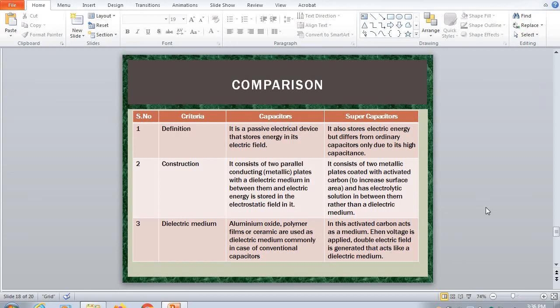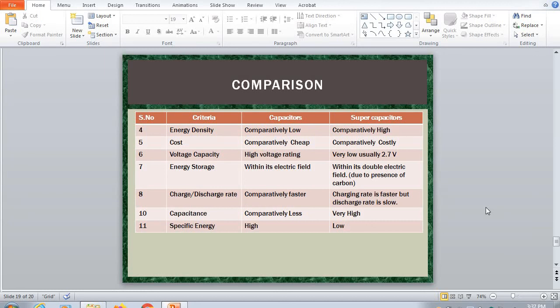As the dielectric medium, in case of a capacitor, aluminum oxide, polymer films or ceramic are commonly used. But in case of supercapacitors, activated carbon acts as a medium. When voltage is applied, a double electric field is generated that acts like a dielectric medium. Now if we see the energy density, capacitors have very low energy density compared to supercapacitors. Cost, capacitors are comparatively cheaper than supercapacitors.